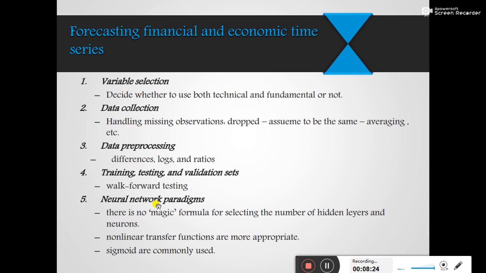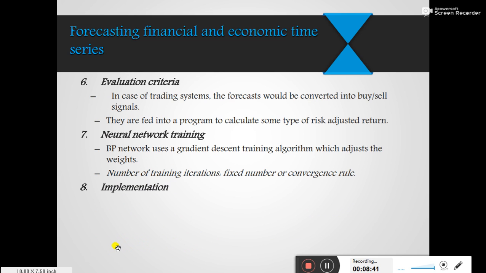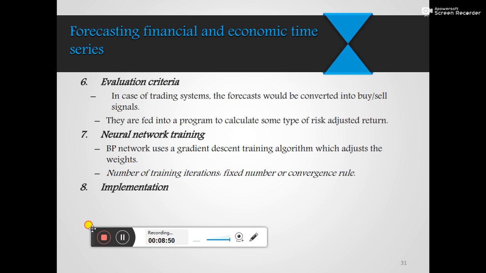For neural network paradigms, there is no magic formula for selecting the number of hidden layers and neurons. You need to go for an empirical way to find the proper number of hidden layers. Nonlinear transfer functions are more appropriate. Sigmoids are commonly used. You need to go for evaluation criteria. In the case of trading systems, the forecast would be converted into buy-sell signals. They are fed into a program to calculate some type of risk-adjusted return.